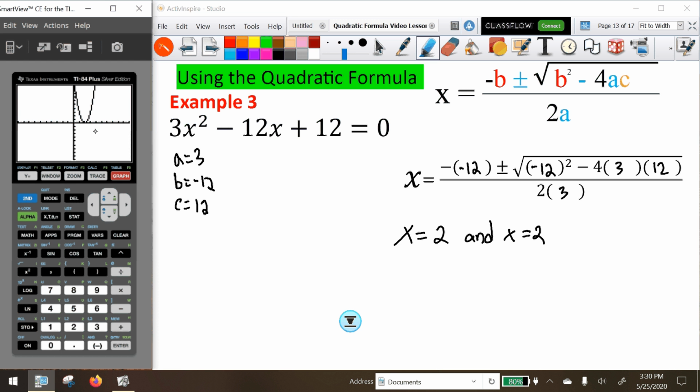So quadratics can have up to 2 real answers, but that doesn't mean they have to have 2 real answers. They might only have one answer. So this one actually only has one answer, and it's just 2.